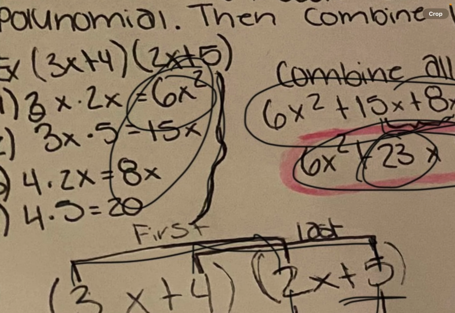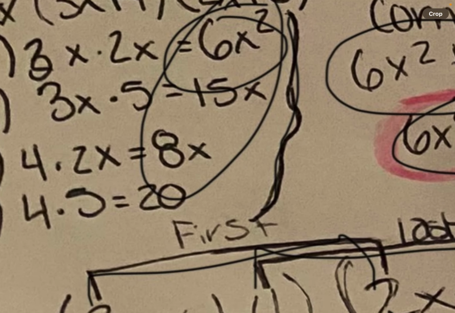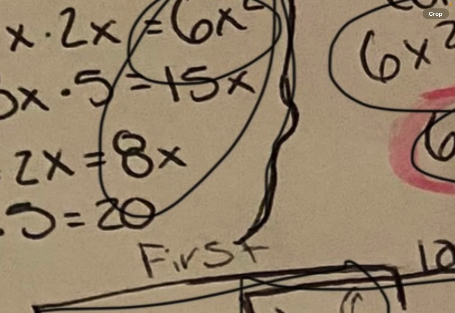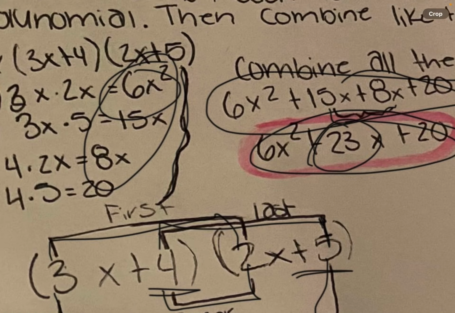So we're going to multiply 3x times 2x equals 6x to the power of 2. And then 3x times 5 equals 15x. 4 times 2x equals 8x. And 4 times 5 equals 20.